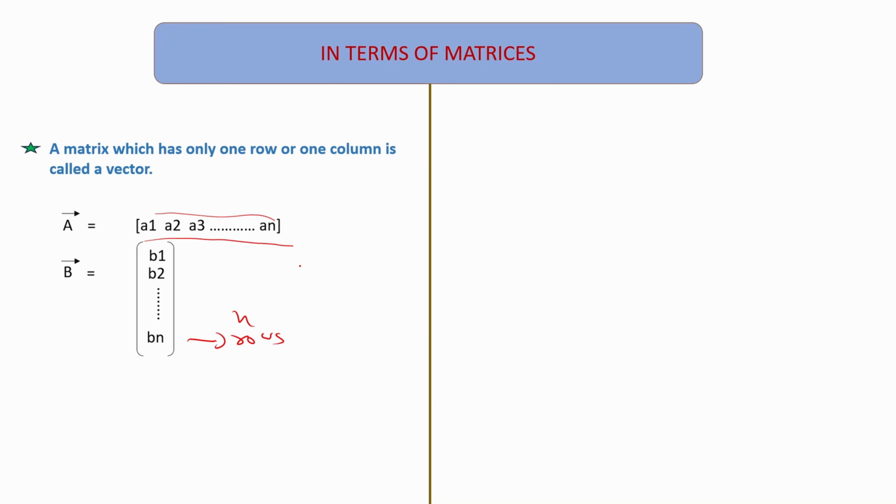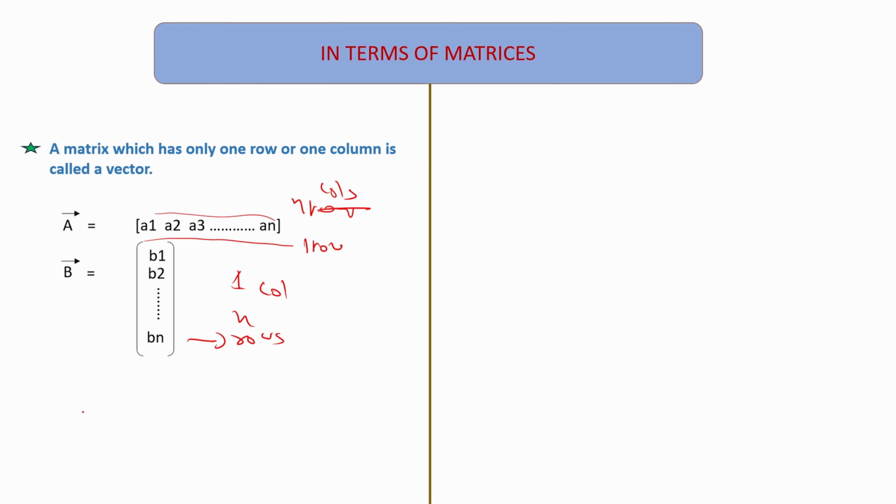N number of rows, we could say. And in the first example, we had n number of columns and we had only one row. And in the second one, we have n rows and only one column.